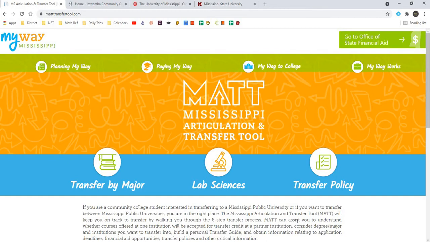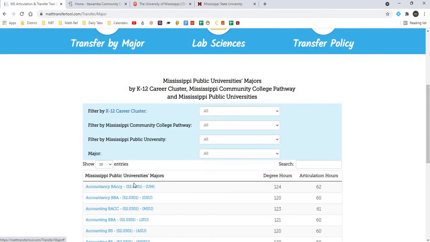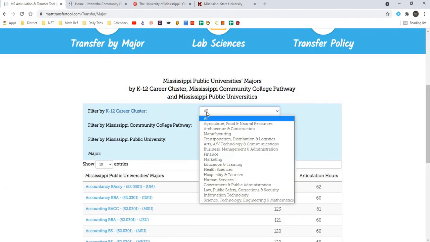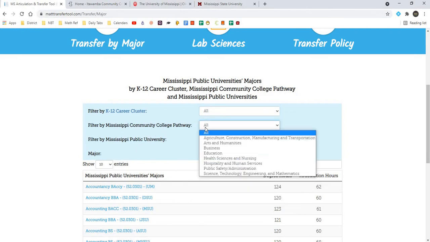So I'm just going to walk you through. You're going to click on Transfer by Major, and then a menu comes up. You can search by career cluster, K through 12 career cluster. So if you were looking into something in one of these categories for a high school project, that would be super helpful. Community college pathway: these are degrees that you can get from a community college. This is departments of a community college.